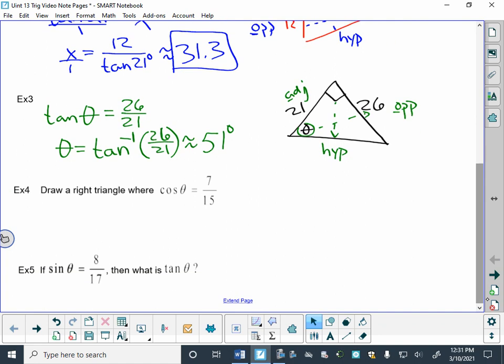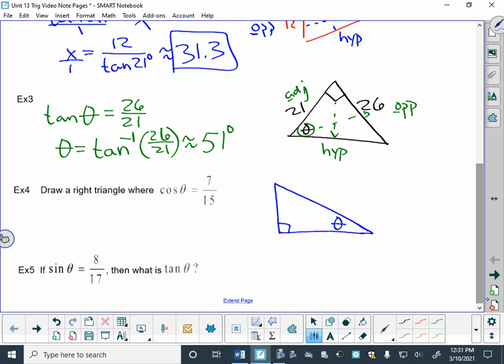Okay. Example 4, it's a little bit different twist. It's asking me to draw a right triangle where the cosine of theta is equal to 7 over 15. Well, I'm just going to start by making a right triangle. It doesn't have to be drawn perfectly to proportion, and I'm going to pick an angle. Doesn't really matter which one.